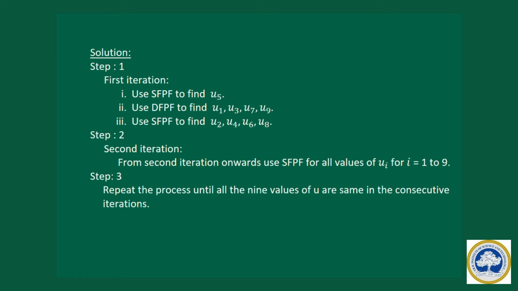Once you complete the second iteration, again you move to the third iteration, fourth iteration, likewise. You have to repeat the process until all the 9 values of U are the same in consecutive iterations. Once all the U values are the same in consecutive iterations, there you can stop and conclude that to be the solution. Right. So now we can move on to the calculation.